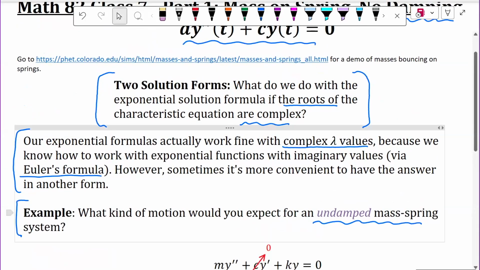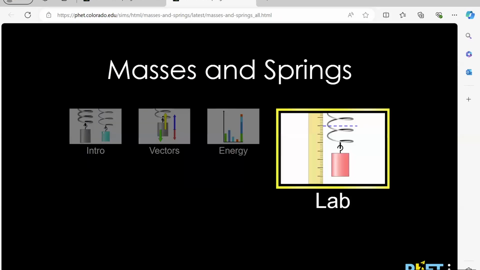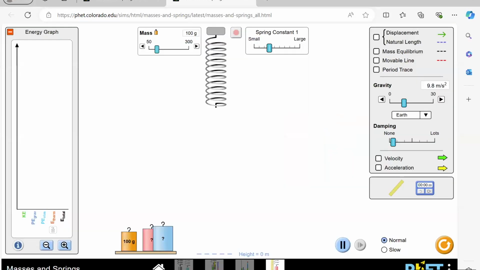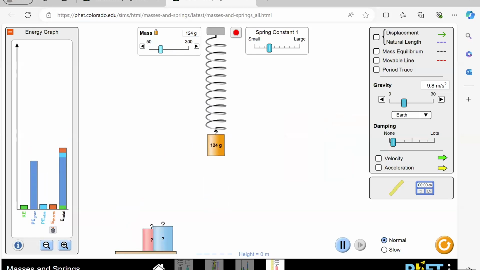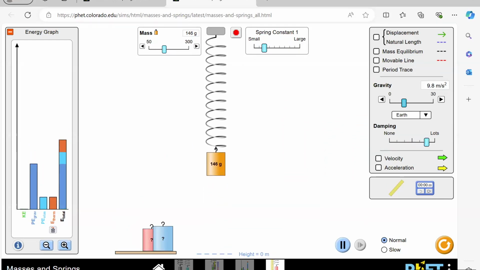There is a demo online that you can go to here. Let's take a look. At this website, for which you have the link, let's go into the lab section. And in this section, you have several choices that allow you to take a look at a mass spring system. You can attach a mass to a spring. You can vary the mass. You can vary the spring constant. You can make it stiffer or less stiff. And you can vary how much damping there is in the system.